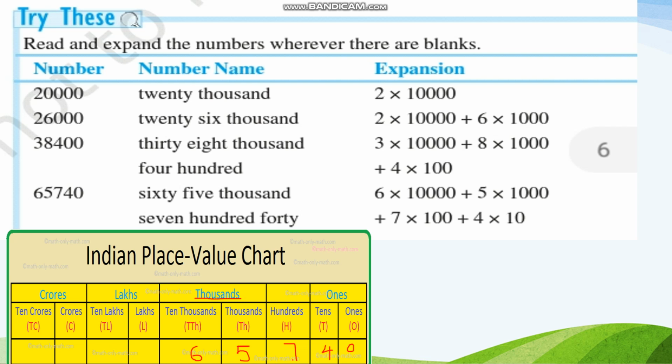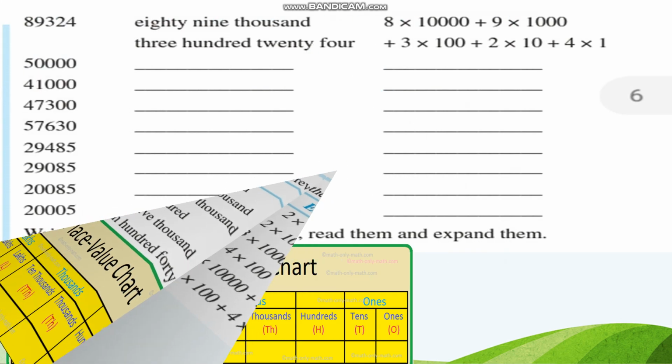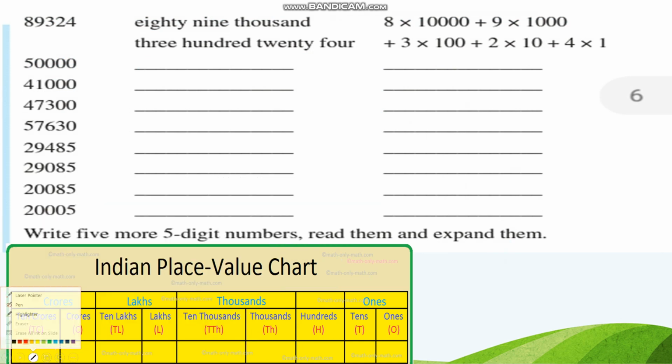Okay. Now I am going to show you some more questions that everyone try to answer yourself. Children, look at the next questions. Yes. Here the five-digit numbers are given, you have to write the number name of these numbers, and after that you have to expand these numbers. Okay, so everyone try to do.